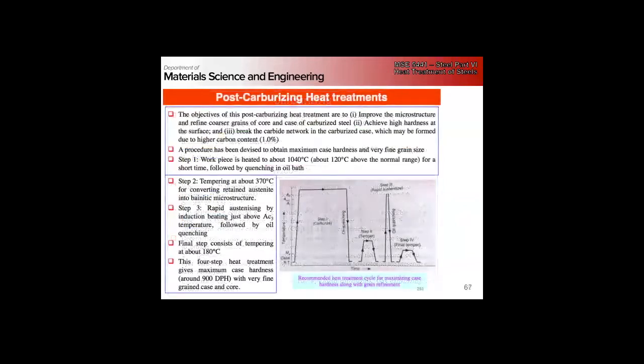Right? And typically then, this is done in the fully hard state, right? So you'll carburize in the martensite and then go through your tempering steps, right? And so this allows you to get a very fine grain size and the maximum case hardness, right?